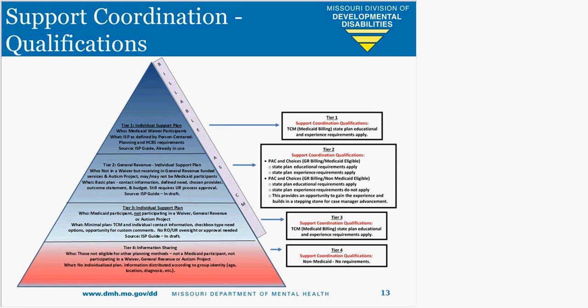In Tier 3, because those individuals would be billed as full TCM Medicaid billing, both state plan educational and experience requirements apply. Or, because they're not being billed, there's such a drastic difference in what is required of TCM agencies that there really are no requirements. Once a person is Medicaid eligible, the current requirements stay in place.